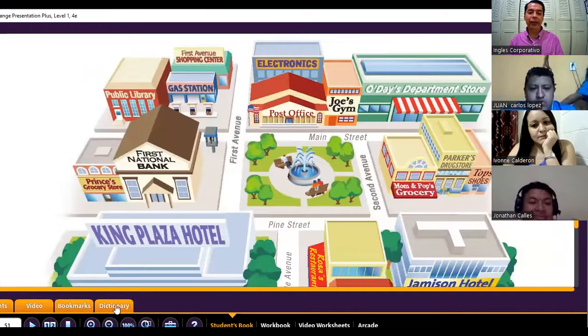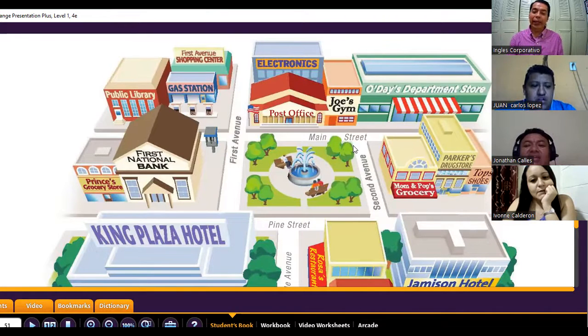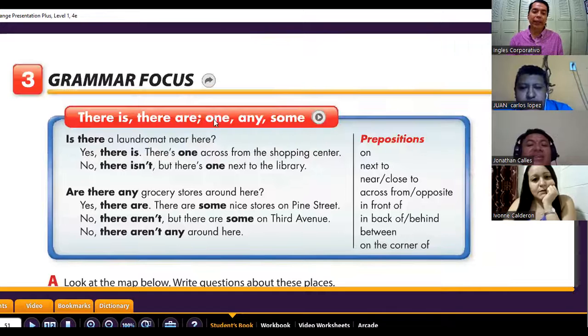Is there a gym? Is there a gym? Yes or no? Yes. Yes, there is. Main Street. Okay. Let me show you the answer. Okay. When you say yes, there is, then you say there is one.